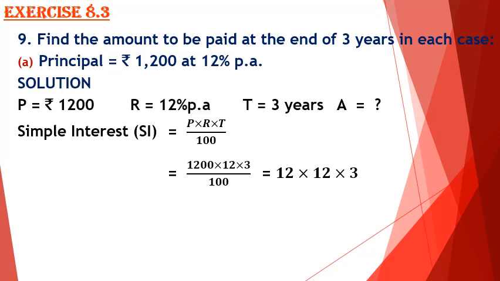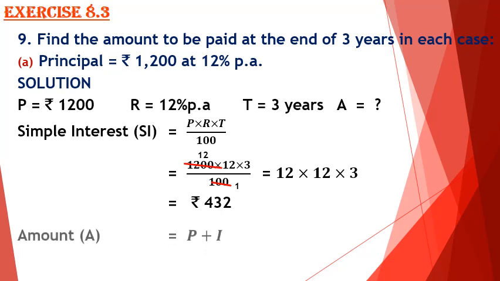Two zeros from the numerator and denominator cancelled. So the numerator becomes 12 into 12 into 3. That is 144 multiplied by 3, which gives rupees 432. What is this amount? Yes, now we found the simple interest. We got the simple interest as rupees 432. What they asked in the question to find? We have to find amount.